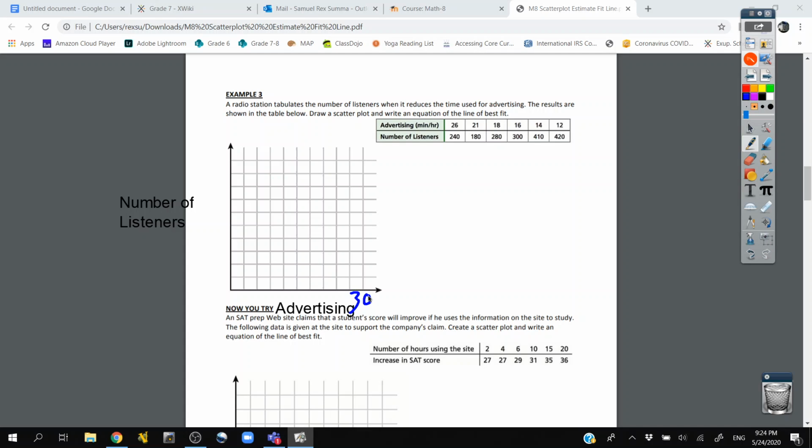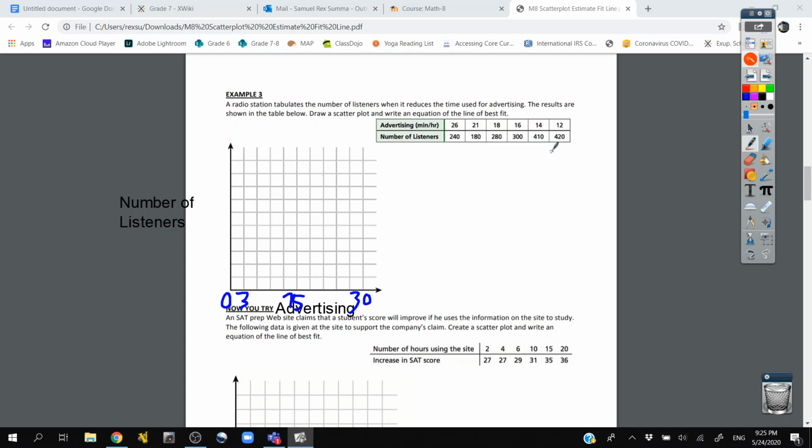So 1, 2, 3, 4, 5, that one's 15. And then I can go and label all of these, but you can see it's just going to get really messy. These should be all labeled, starting at 0 and going up to 30. I just don't want to make it super messy, so label your axes.